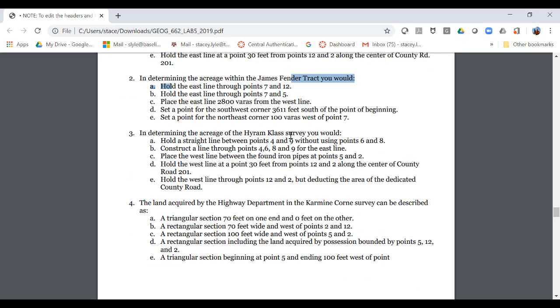In determining the acreage of the class survey, you would hold a straight line between 4 and 9 without passing through 6 and 8. That would be correct. All right, construct a line through this. That would not be correct because those were passing calls.